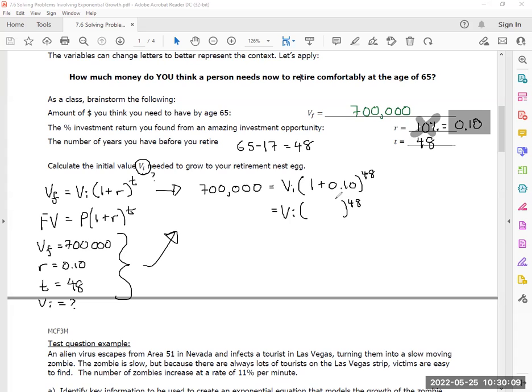Okay, so very quick, 1 plus 0.1. Mental math, anyone? Anyone? 1 plus 0.1. Yes, thank you. If you have your calculator out, Miss Kaylee, you got your calculator out? Could you do this one? 1.1 to the power of 48.